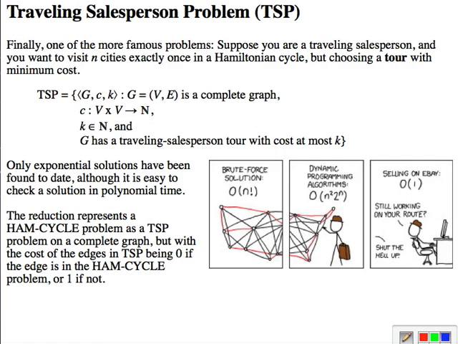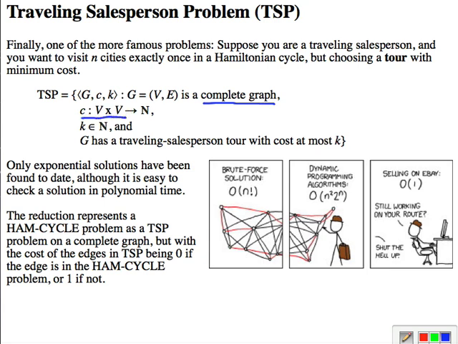Finally, our last graph NP-complete problem is the famous traveling salesperson problem. And this is where you want to visit n cities, each city exactly once. You are doing a Hamiltonian cycle, which gives us a big clue to what the reduction will be. But we want to make a tour of minimum cost, so there's distances between cities. We're going to assume a complete graph. We can go directly between any pair of cities, but at some cost.